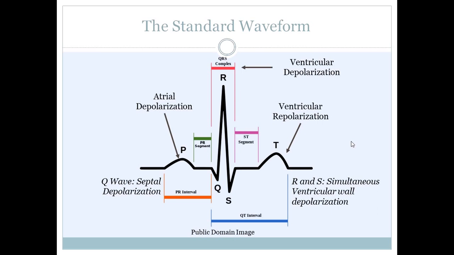The R and S waves, or spikes, are the simultaneous ventricular wall depolarizations. And you're probably thinking simultaneous, but they're not occurring at the same time. There's a gap in between. I'll show you on the next slide how that happens. And then finally, the T wave represents ventricular repolarization.